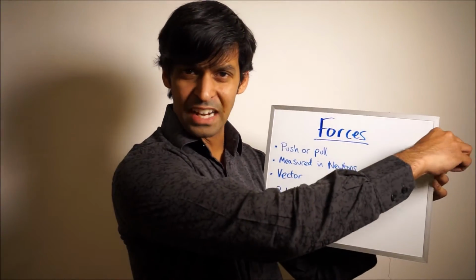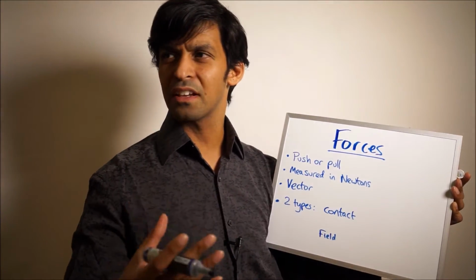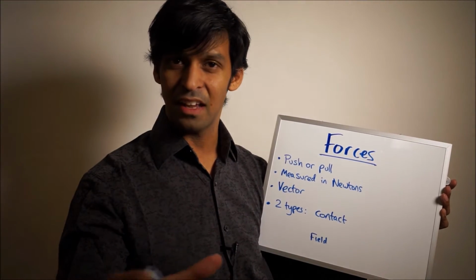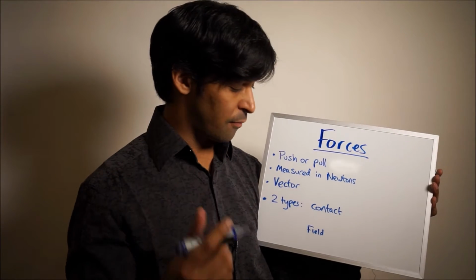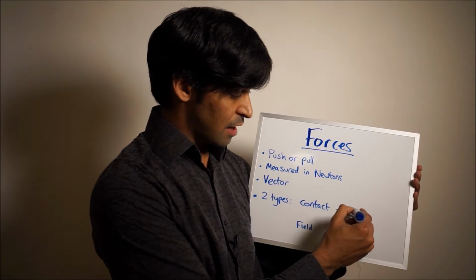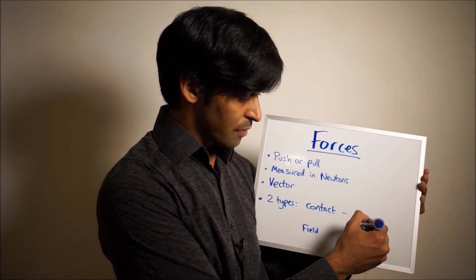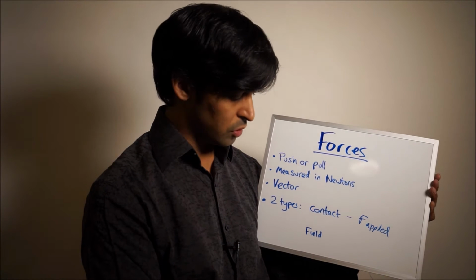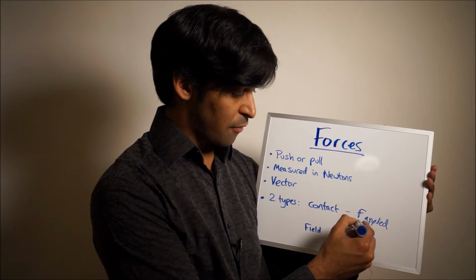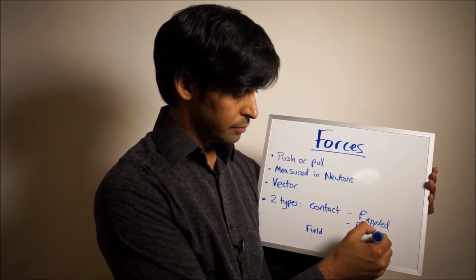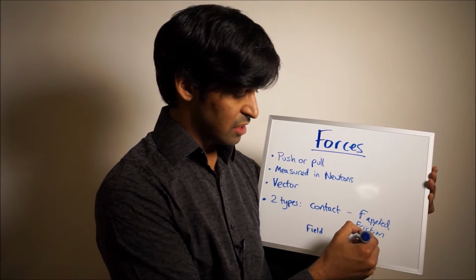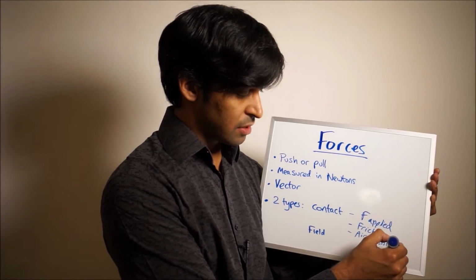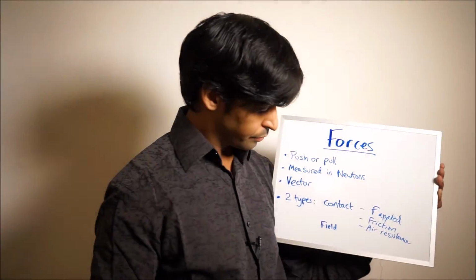There's things called contact forces. And contact forces are things like applied forces. So for example, if I was to push something by touching it, that would be a contact force. So here we can put things like applied force, F applied. This would be a contact force, okay? We also have things like friction and air resistance, which are contact forces. There are other types, and we'll get onto that in a minute.